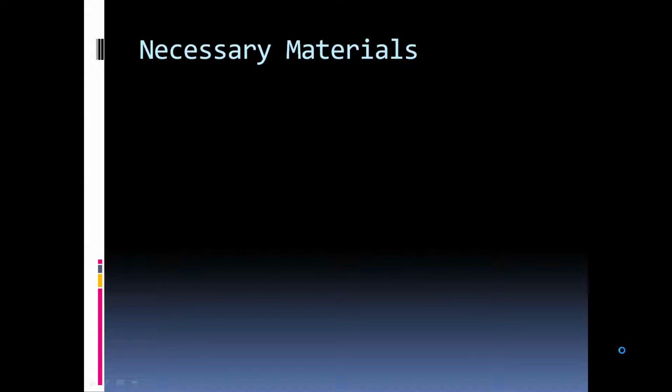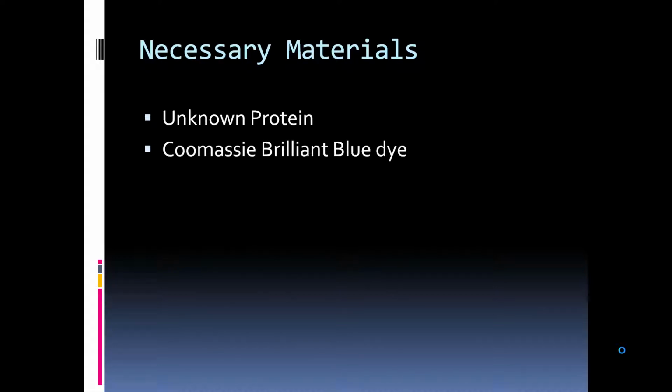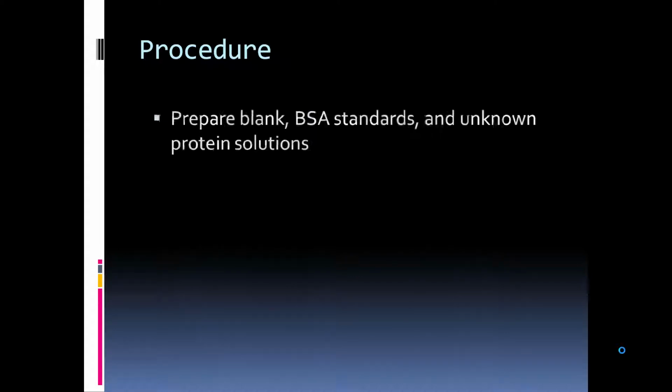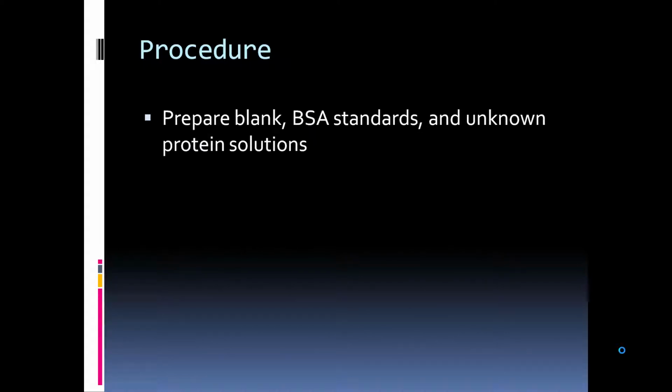The necessary materials used to run a Bradford assay include the unknown protein to be assayed, the Coomassie Brilliant Blue dye, the specific buffer to be used in each sample, such as elution buffer or sodium chloride, and a spectrophotometer to measure the absorbance of each sample. The standard procedure of Bradford assay is as follows. Prepare a blank, the standard concentrations of protein, and sample dilutions of the unknown protein with buffer to be measured. The buffer used should be the same buffer each sample is prepared in.